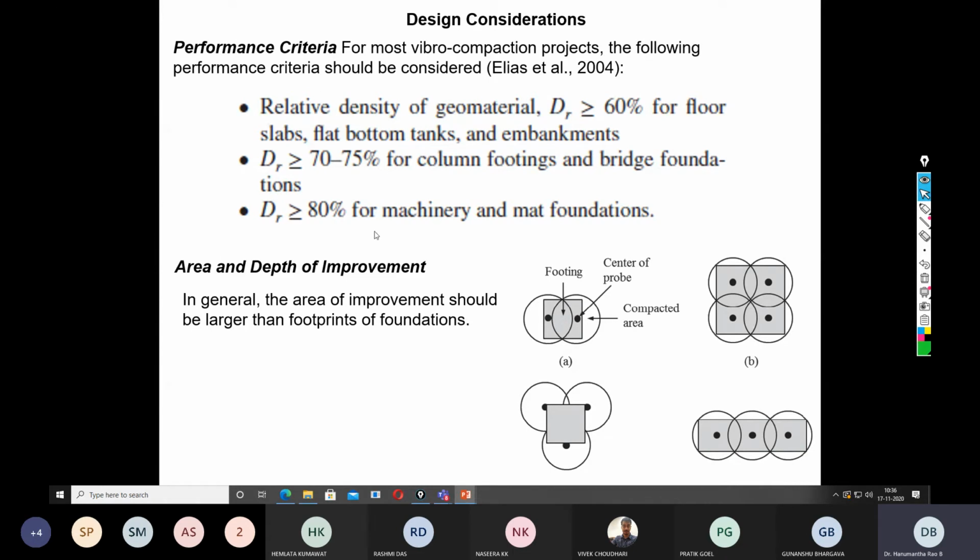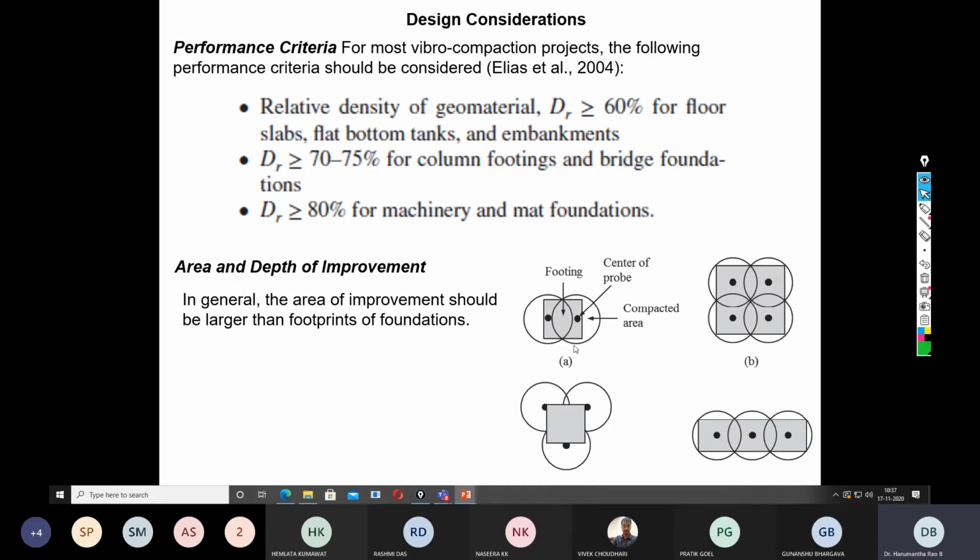The next thing is what should be the area and what should be the depth of the improvement. In general, the area of the improvement should be larger than the foundation area. So suppose, just imagine you want to do the vibro flotation, on top of which you are going to have a footing foundation.